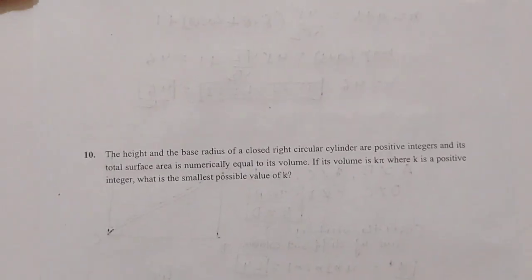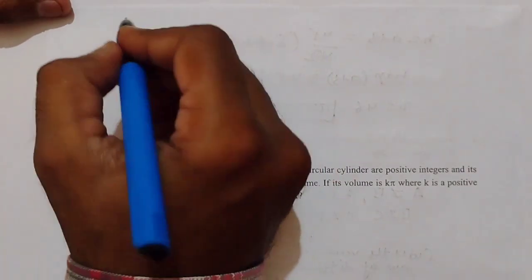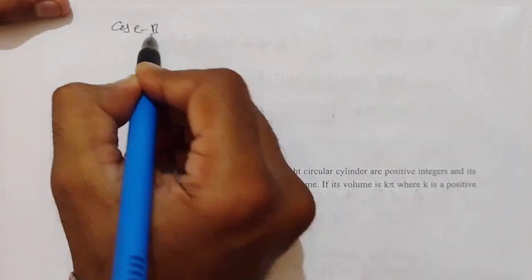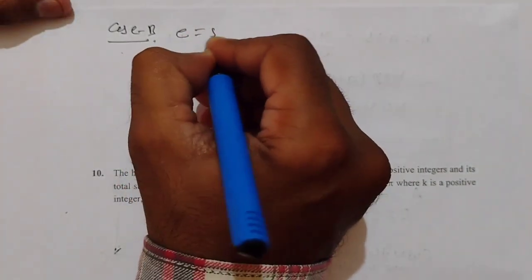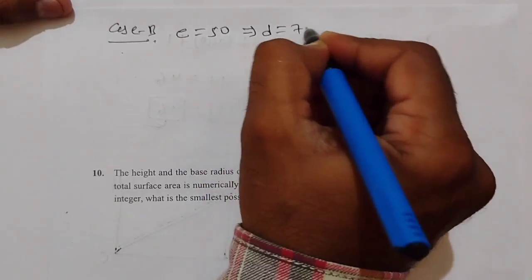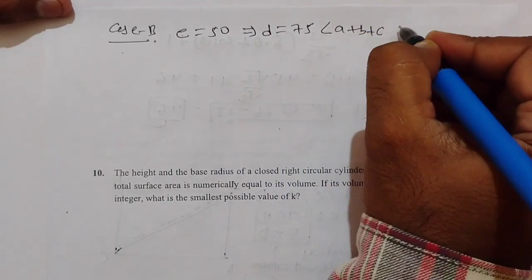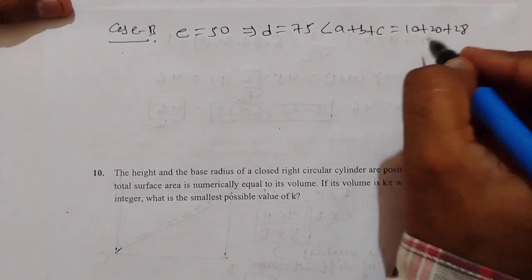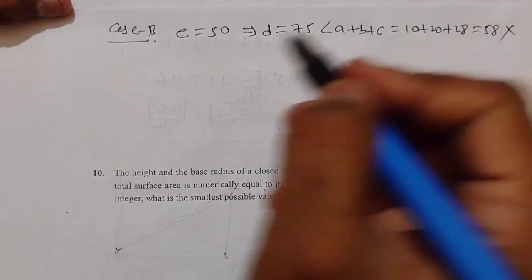Now for the second case, if we use case B, then we have E is equal to 50, and now this will imply the value of D is equal to 75, and this is less than A plus B plus C, and this is equal to 10 plus 20 plus 28, and this is equal to 58. So this is also false.